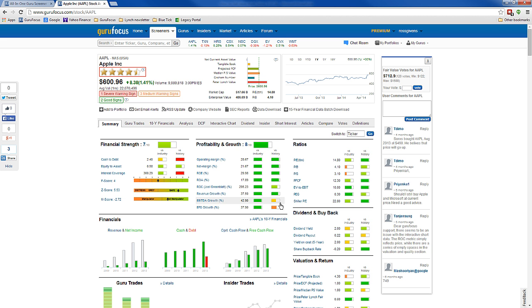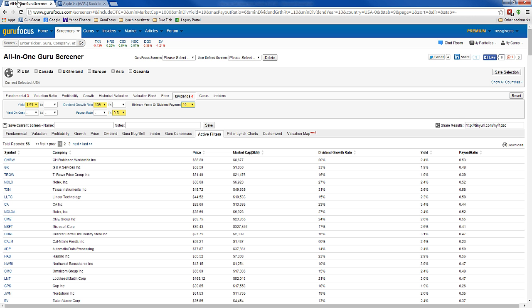It's just not a company you see going off the map tomorrow. But if you're looking for a basket of stocks, it's the easiest way to do it. Okay, so that'll give us a big list, and here we just want to drill it down.